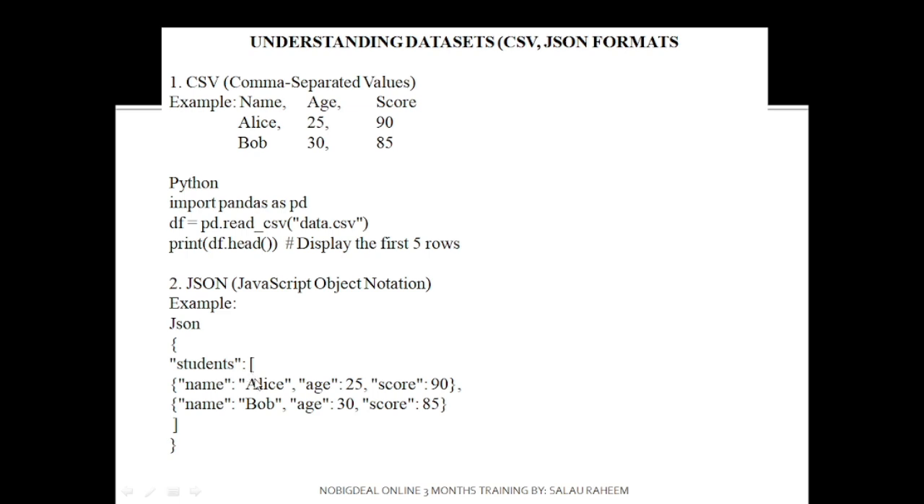So under student, we'll be having name. Then the value of the name can be Alice. We're having another attribute, age, and the score, with their values like that. So this one can be row 1, this one can be row 2. So that's how data are being stored.